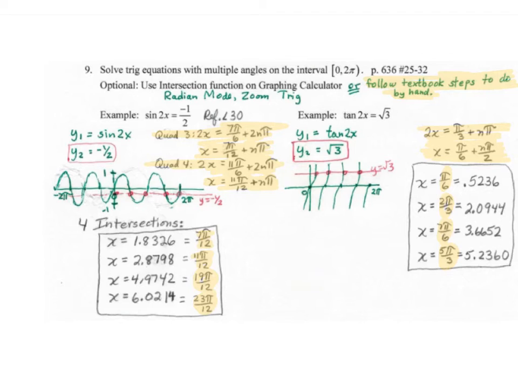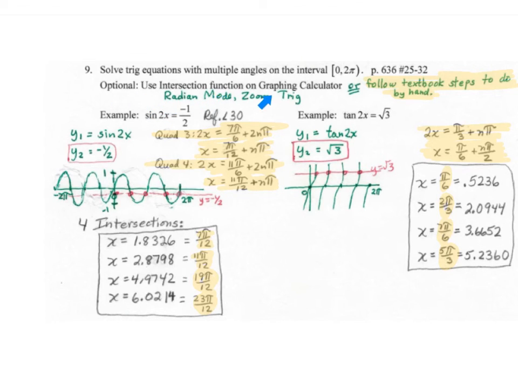you start out with what 2x equals, you use the period, and then you divide by the coefficient of x, and then just keep adding n, whatever it is, in this case it's pi, until you get up to 2 pi. So we're just going to set that aside for now, ignore the yellow highlighted, and look at the green. I wanted to show you, you can also do these using the intersection function on your graphing calculator.